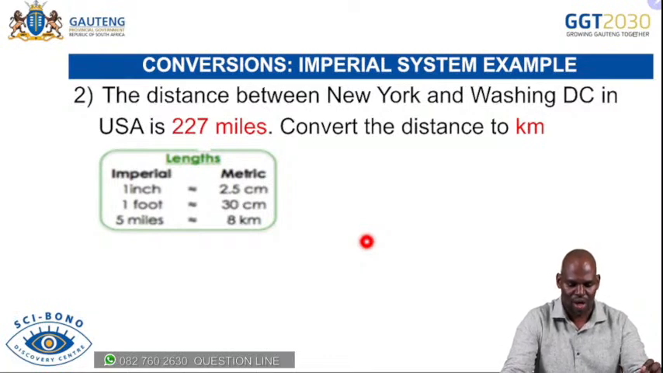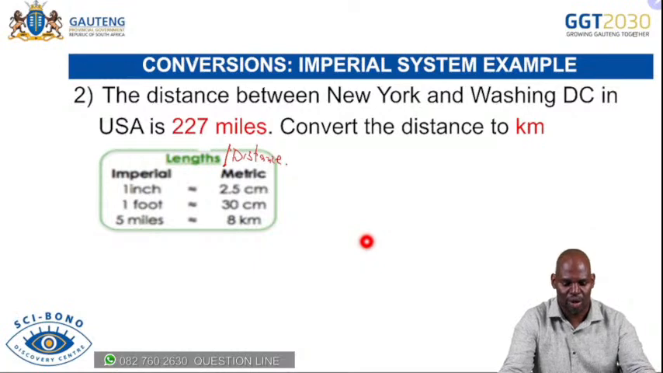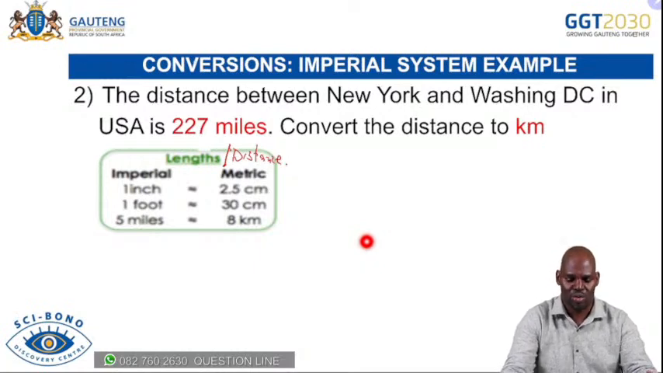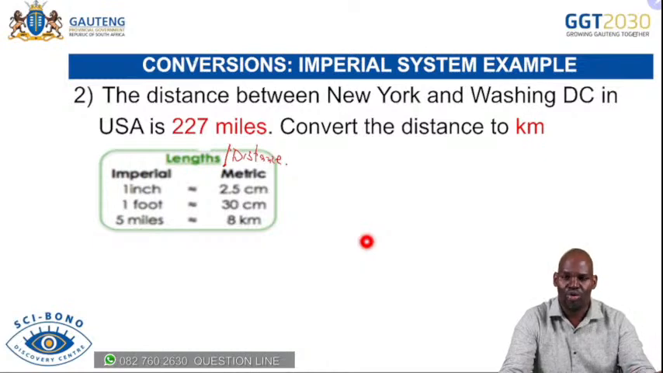Here, we're going to look at how to convert this. We have indicated length, so it can either be length or distance. The distance between New York and Washington, D.C. in the USA is 227 miles. Convert the distance to kilometers, okay? Now, we as South Africans, it might not make sense when somebody says the distance is in miles, because we know that in South Africa, we are using kilometers. So to have an idea of how many kilometers that is, we need to convert it. So 227 miles.